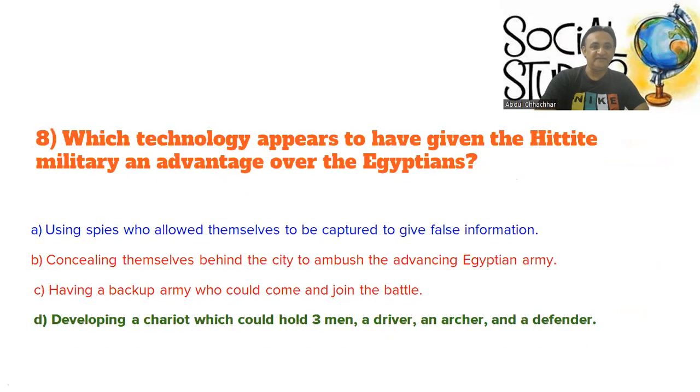Next, you can see here: which technology appears to have given the Hittite military an advantage over the Egyptians? The red ones are wrong and don't make sense. Blue has a little bit of connection: developing a chariot, which could hold three men, a driver, an archer, and a defender. It's like a wheeled wagon pulled by a horse, or sometimes by an ox or something like that.